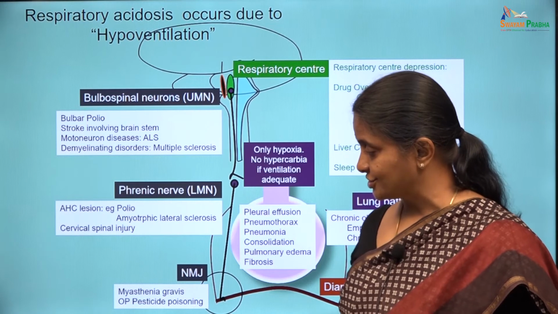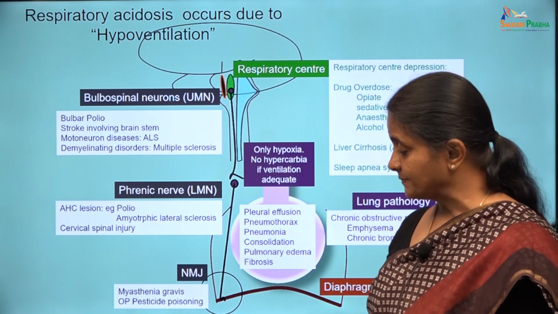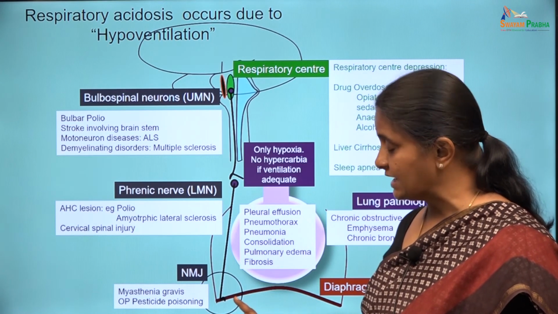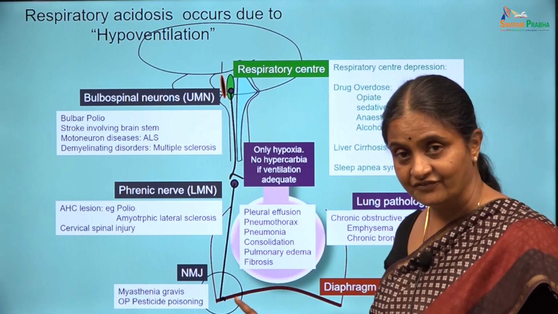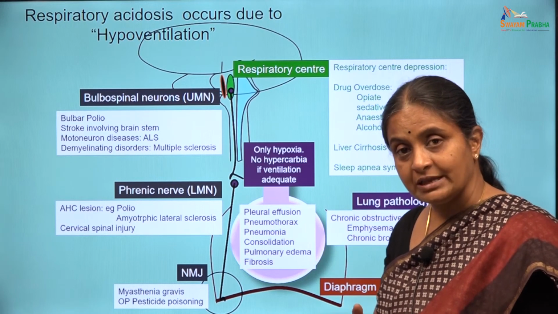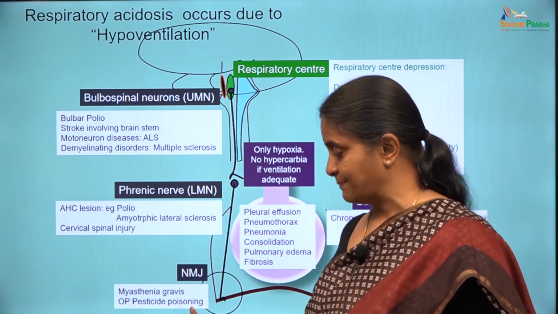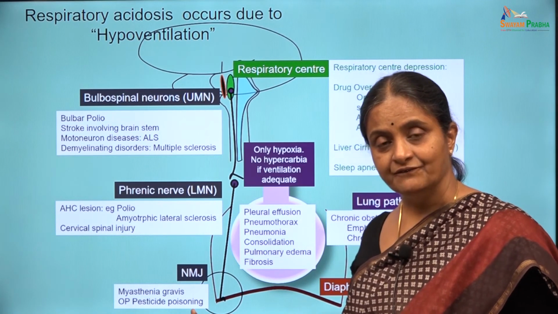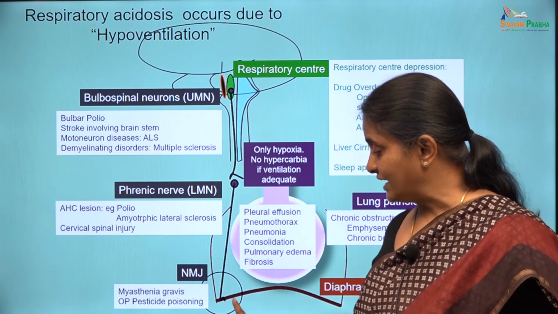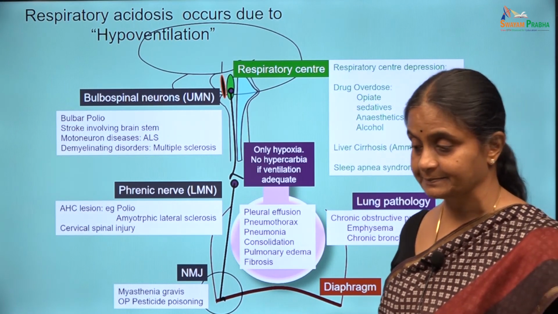At the neuromuscular junction, the disease entities are myasthenia gravis, which is an autoimmune disorder affecting the nicotinic acetylcholine receptors on the muscle surface. So, acetylcholine released by the nerve is not able to act. Organophosphorus poisoning, pesticide poisoning, is a very big problem in India, and organophosphorus poisoning affects the neuromuscular junction and causes death due to respiratory paralysis.